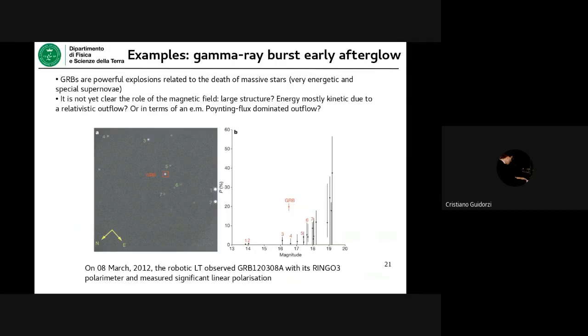I'm not going to talk about this in detail. This is an astrophysical example in which I myself was involved, and I'm still involved. So please forgive me if I chose a topic which really concerns my lines of research, but I think it's fair. This is the measure of polarization of something related to GRB. GRB is an acronym which stands for, as you see here in the title, gamma ray burst.